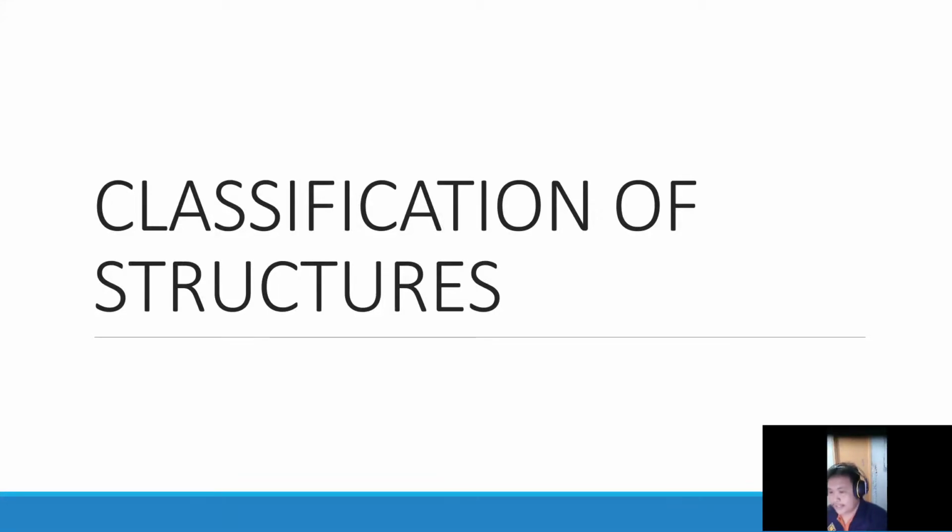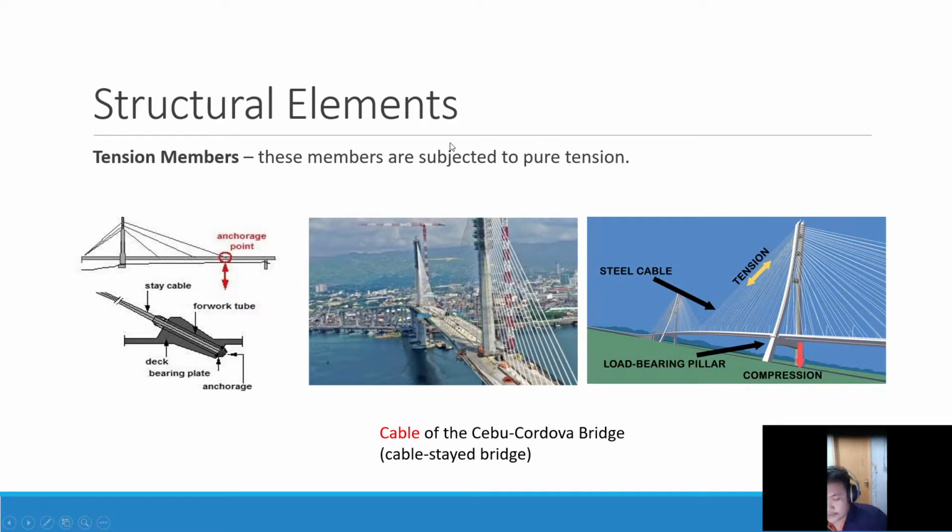Okay, good day class. I'm here to report about our lecture for today, the classification of structures in our Structural Theory, CE 311. For the first part, I will show you different structural elements. For this, we have tension and compression members, beams or bending members, and so on. The first part, structural elements, we will start with tension members.